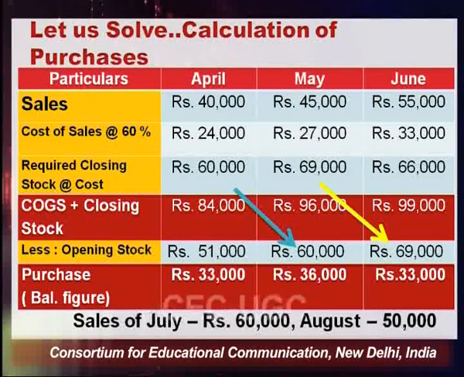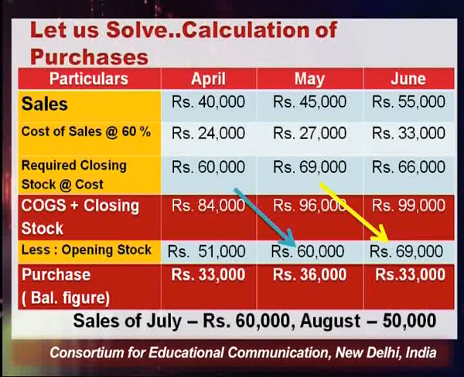And once we have got all the information like this, we can very simply find out the amount of purchases as a balancing figure. So 84,000 minus 51,000, 33,000 rupees becomes the purchase for the month of April. For the month of May, 96,000 minus 60,000, it becomes 36,000. 99,000 minus 69,000, 33,000 becomes the purchase, or you can say the creditors, of this particular month. So in this way we have learned how to calculate the amount of purchases as a balancing figure. Cost of goods sold plus closing stock minus opening stock, the resultant value is our purchases.